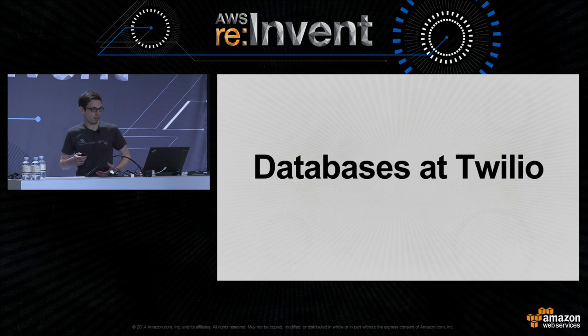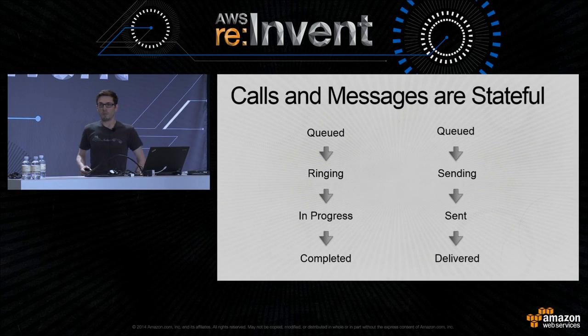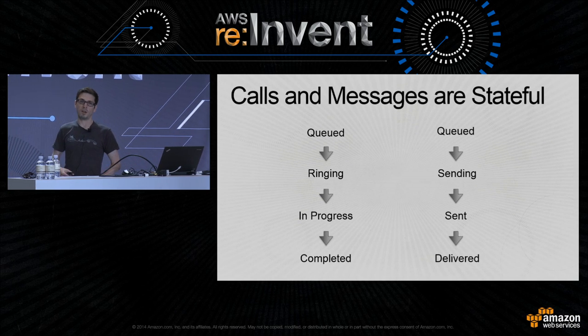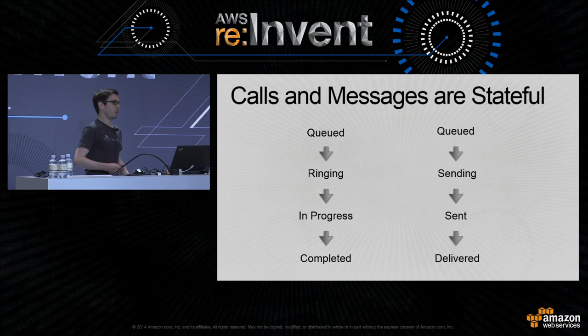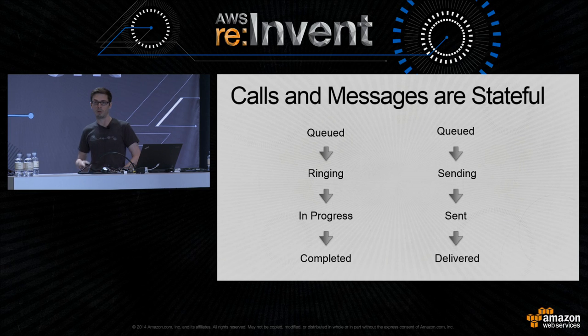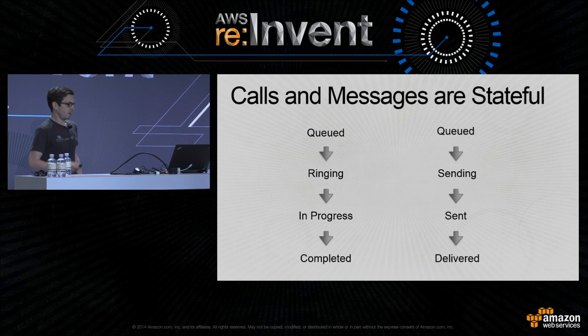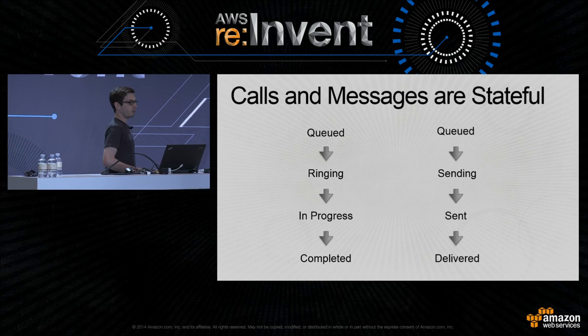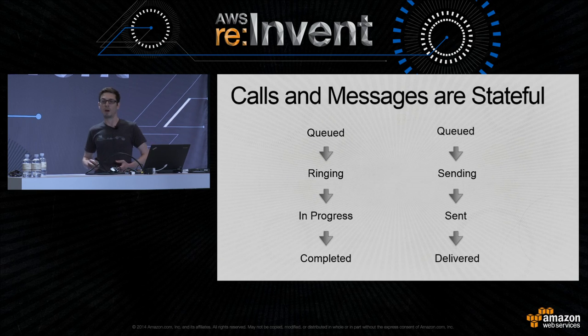So a little bit about the history of database infrastructure at Twilio. Those of you who have developed a communications application before know that communications are inherently stateful. For example, a call can go from queued to ringing to in progress to completed, and a message can go from queued to sending to sent to delivered. And the pipeline through which these states are transitioned and stored forms the backbone of Twilio, on top of which the services within Twilio operate.